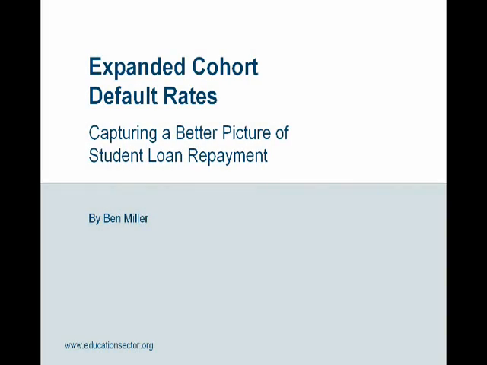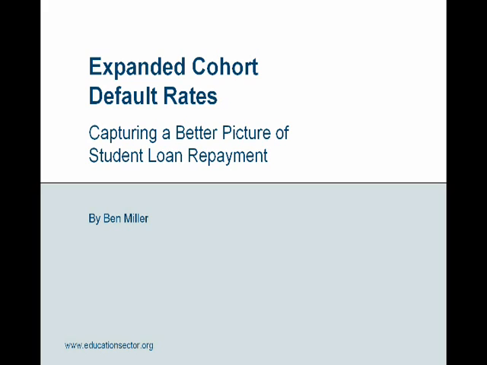I'm going to talk about a new set of cohort default rates, a statistic that gives important insights into the repayment experiences of recent college and university graduates. Each year, the federal government spends billions of dollars to provide grants and loans to college students. To ensure that these funds are not wasted, the federal government has developed an accountability metric known as the cohort default rate.